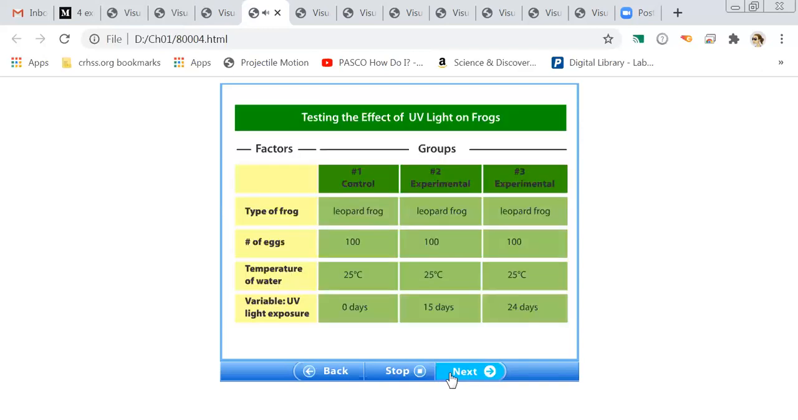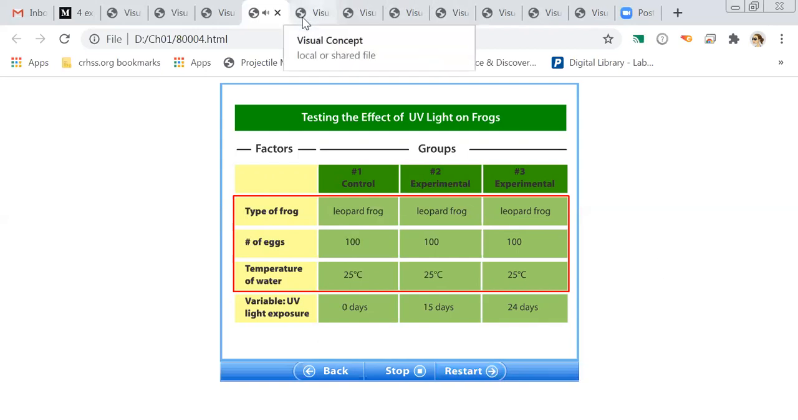A variable is a factor in a controlled experiment that changes. In the frog experiment, the variable is the amount of ultraviolet light exposure. All of the other factors in the experiment will be the same for the control group and the experimental groups. This will allow scientists to be more certain that differences in the variable, which is the amount of ultraviolet light exposure, cause any differences observed in the outcome of the experiment.